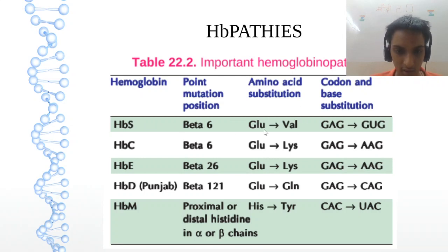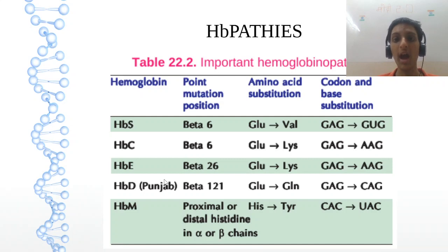Okay, and HBE, and HBC is called Cooley's anemia. Okay, E is involving beta 26. Here 26 is important. Same thing as that of HBC. Okay, the difference is at which position? Here it is 26, here it is 6. Okay, and D occurs in the Punjab.